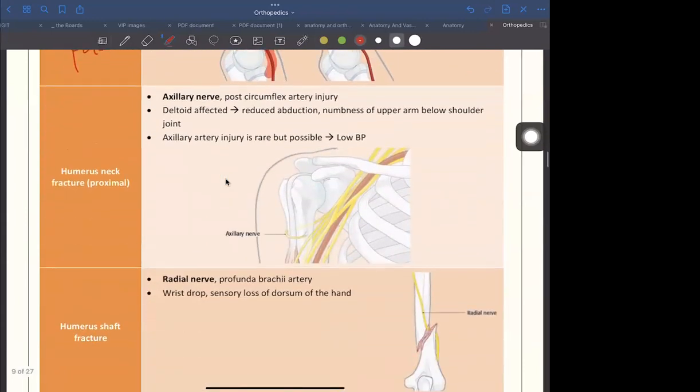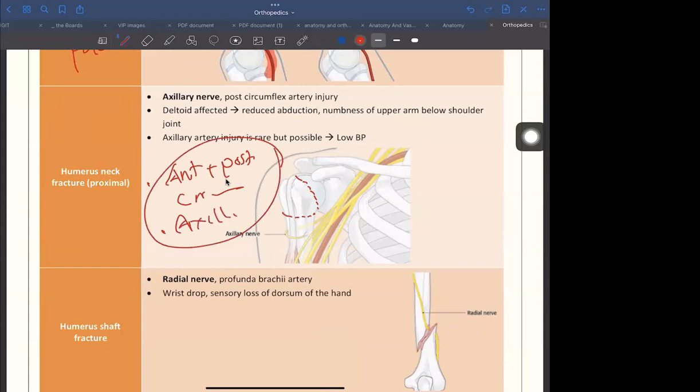The humeral neck fracture. So this is the neck of the humerus. This is the anatomical neck, and this is the surgical neck of the humerus. So when we say humerus neck fracture, we mean the surgical neck, all right? At the surgical neck, you have a nerve and an artery. The circumflex arteries pass, the anterior and posterior circumflex arteries, and you have the axillary nerve passing as well. So all of these structures are at risk of injury.